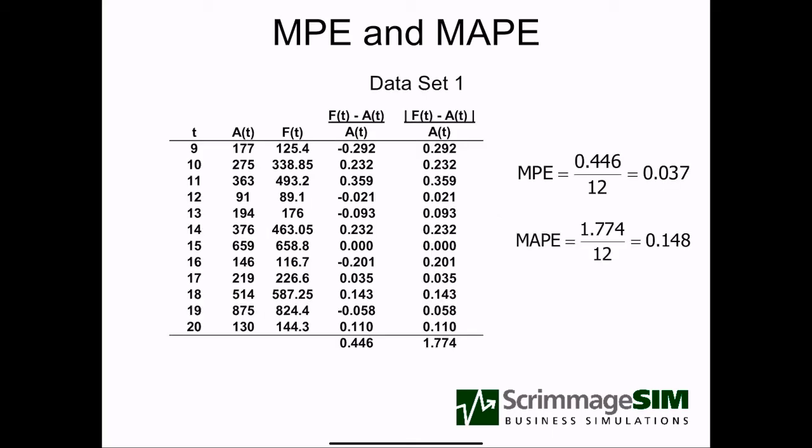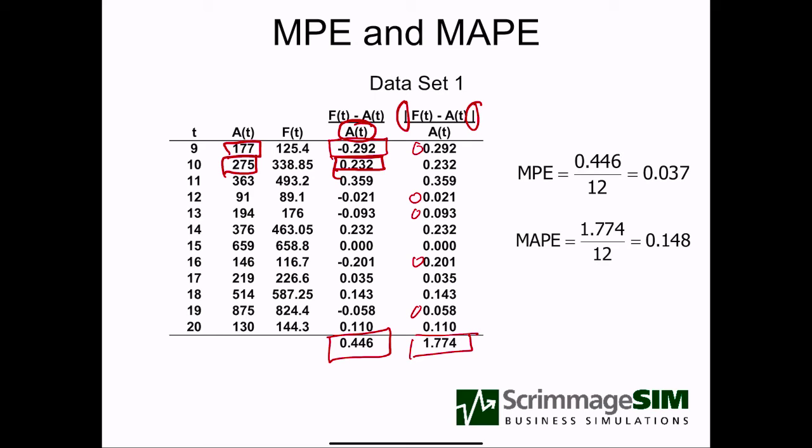If we look at data set 1, now we're taking the forecast minus actual, but we're dividing, in this case, by 177, so we get minus 0.292. That says that we underforecast by 29%. For the second data value, again because we're dividing by the actual value, we get 0.232, which says for that particular data value, we overforecast by 23%. We total up this first column. Second column is the same, except we get rid of the negative signs. We make everything positive by using the absolute value function, and we get a total for that column as well.